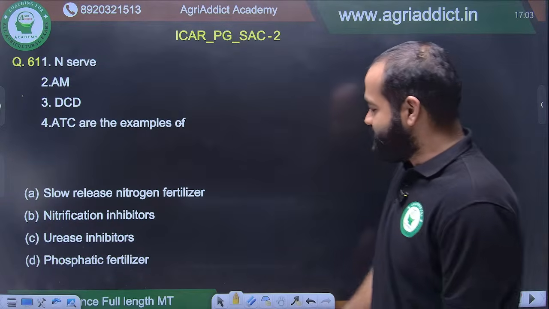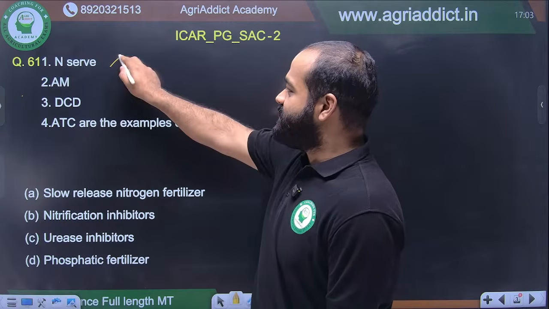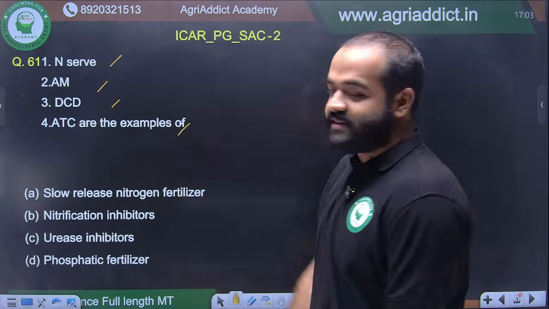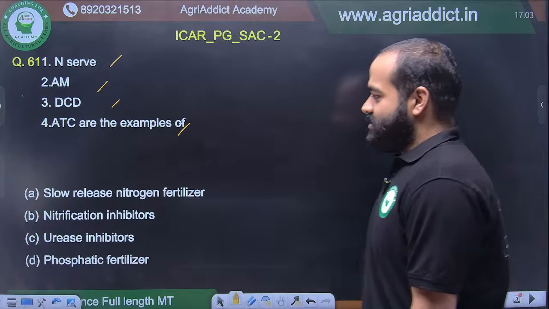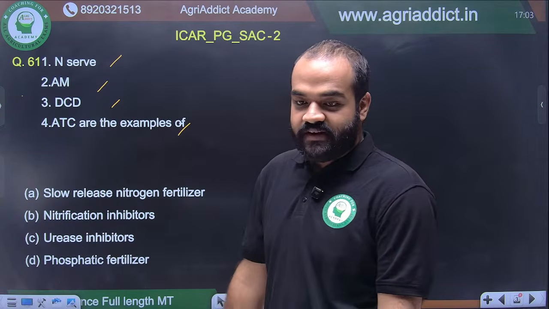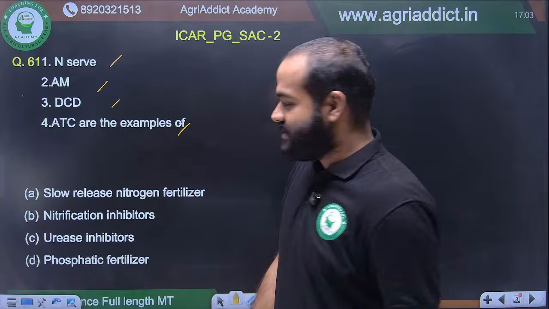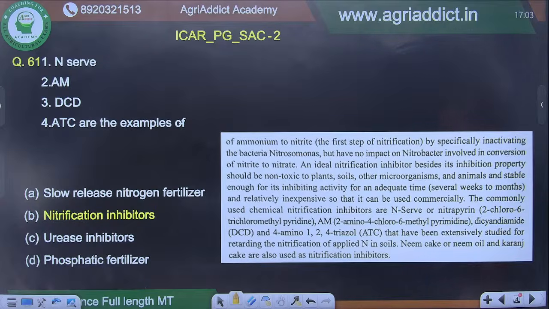Without wasting much time, tell me first: NSERV, AM, DCD, ATC are the examples of slow release nitrogen fertilizer, nitrification inhibitor, urease inhibitor, or phosphatic fertilizer? I can see answer B. Yes, you are definitely correct. We don't have to waste much time here.